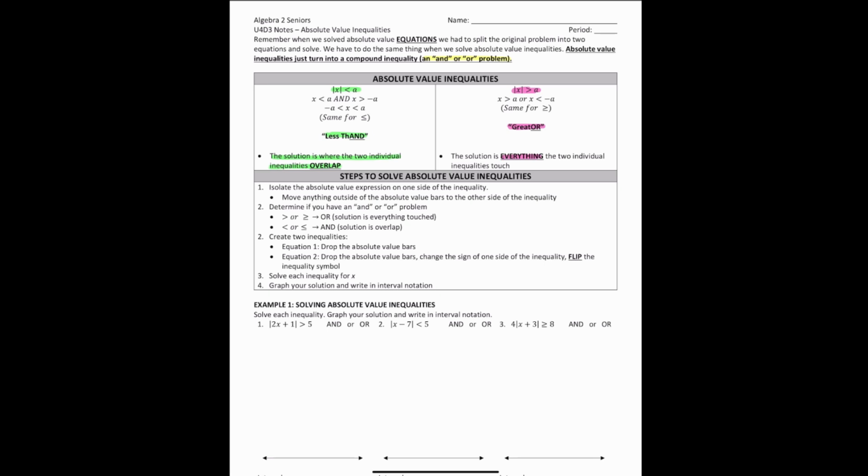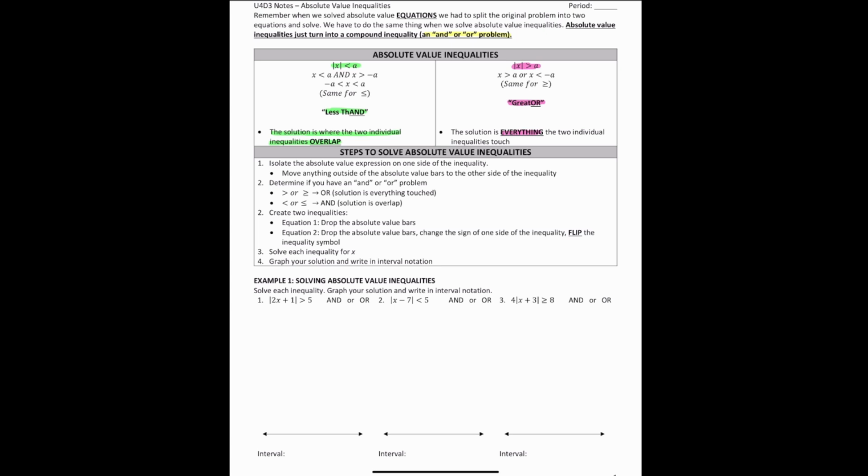All right, so here are some steps to solve absolute value inequalities. Like I said before, it's very similar to when we solved absolute value equations. So step one, we isolate the absolute value expression on one side of the inequality. So if the absolute value expression is not by itself, we've got to move stuff to the other side of the inequality symbol. Step two, we are going to determine if you have an "and" or "or" problem. So remember, "less than" and "greater." So if it's a greater than or equal to, it's an "or." And if it's a less than or equal to, it's an "and."